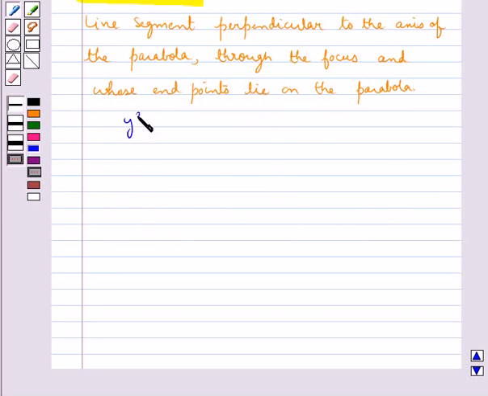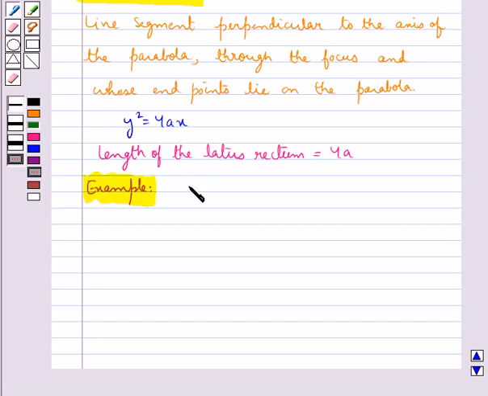For the parabola y square equal to 4ax, length of the latus rectum is equal to 4a. Consider the parabola x square equal to 6y. This equation of the parabola is of the form x square equal to 4ay. So when we compare these two equations, we get 4a is equal to 6, that is, we get a is equal to 3/2. This is a case of upward parabola.